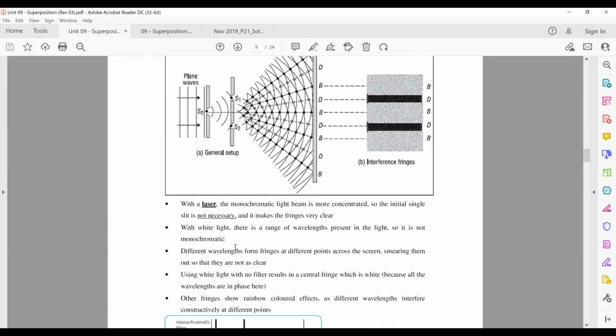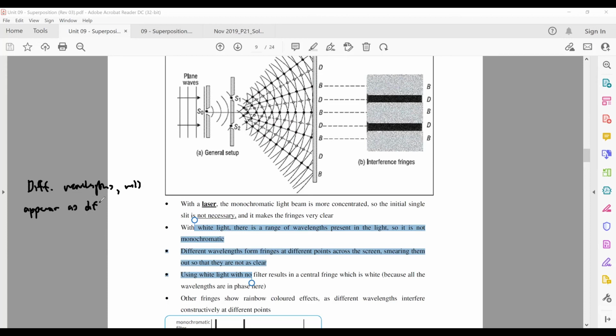Another thing that I should mention here is this. If you have different wavelengths or different colors, different wavelengths will appear as different colors on different points on the screen.